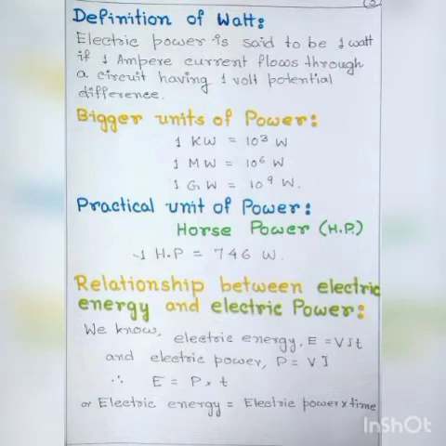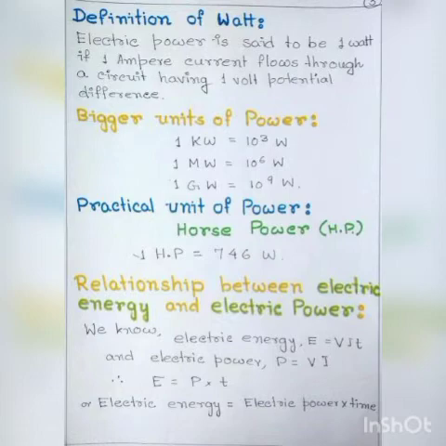Next, some bigger units of power are kilowatt, megawatt, gigawatt, where 1 kilowatt equals 10 to the power 3 watt, 1 megawatt equals 10 to the power 6 watt, and 1 gigawatt equals 10 to the power 9 watt. Now what is the practical unit of power? The practical unit of power is horsepower, and 1 horsepower equals 746 watt. This relation is very important. You have to remember this relation.